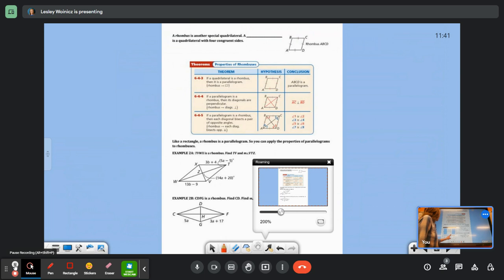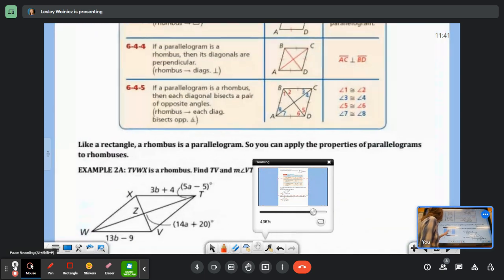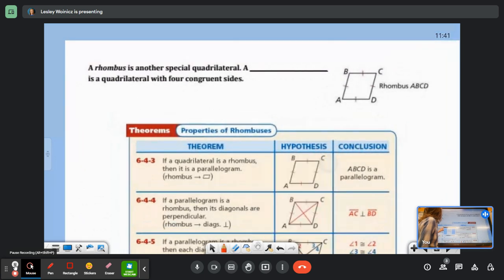A rhombus is another special quadrilateral. A rhombus is a quadrilateral with 4 congruent sides. Here's a square. It's a rhombus. Actually, a square is a special type of rhombus. It's also a rectangle, right?